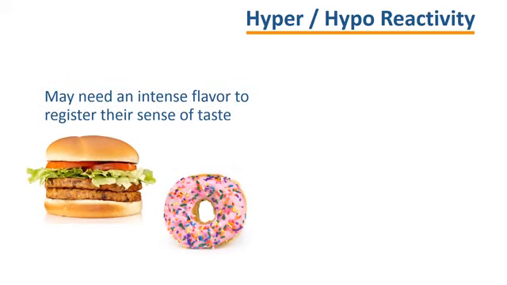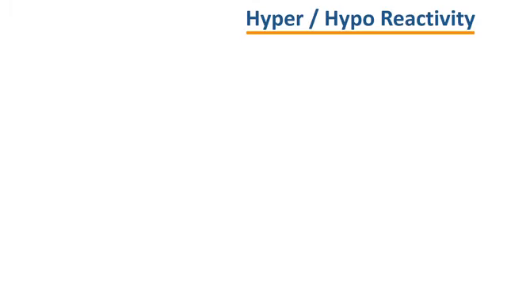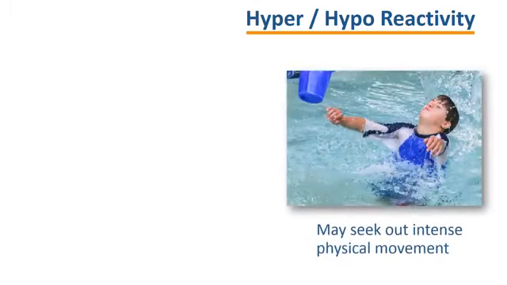Or they may seek out intense input in order to derive pleasure or make meaning out of the input. For example, they may seek out intense physical movement, such as intense swinging or rocking, in order to be able to register where their body is in space.